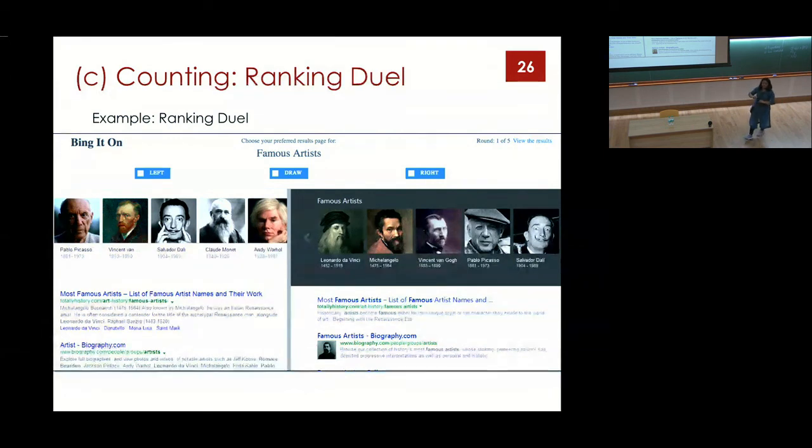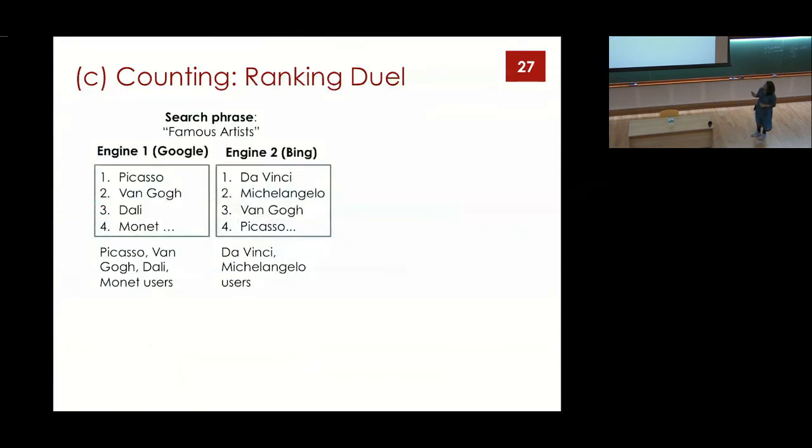So as a user, I did not know which of them came from Bing or Google, and I was supposed to select which of the search results I liked better. Under the premise that users will like search results that rank the pages they are looking for higher, we can say that suppose the first engine showed Picasso, Van Gogh, Dali, Monet, then all of the users looking for those artists would be happier with the first set of results. And in the second set of results, Da Vinci and Michelangelo users would be happier.